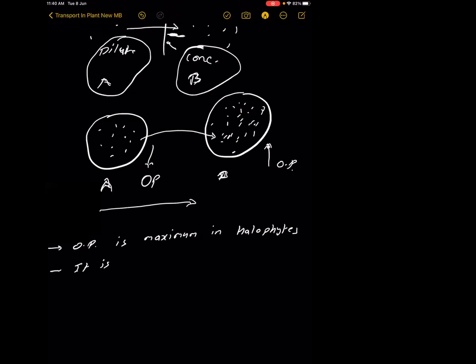It is minimum in hydrophytes. Hydrophyte means aquatic plants. It means more water is available in their cells, so less osmotic pressure. Dilute solution is there, less osmotic pressure. So hydrophytes have minimum. Sir, can you say again what are halophytes?